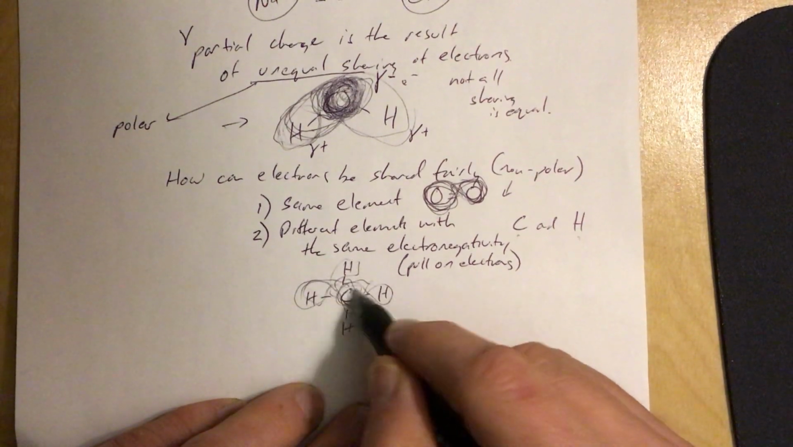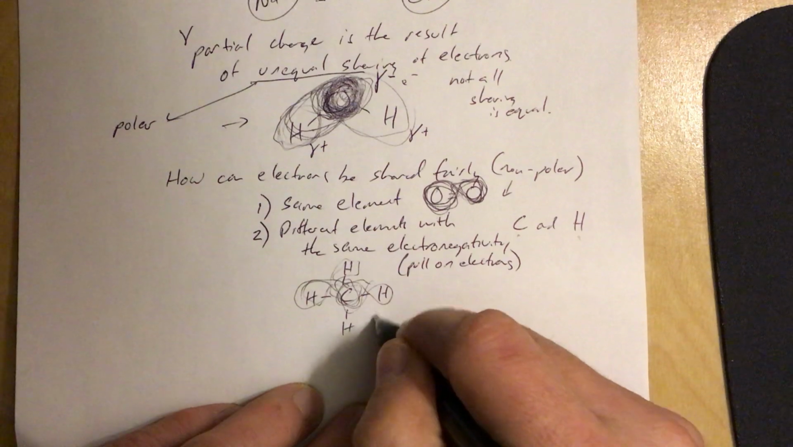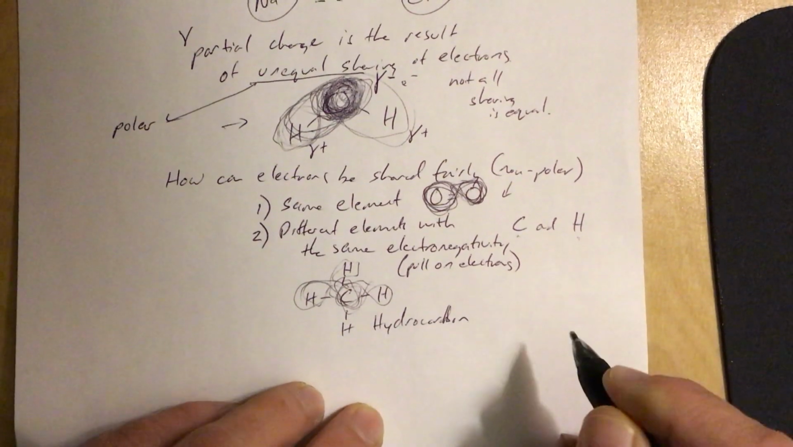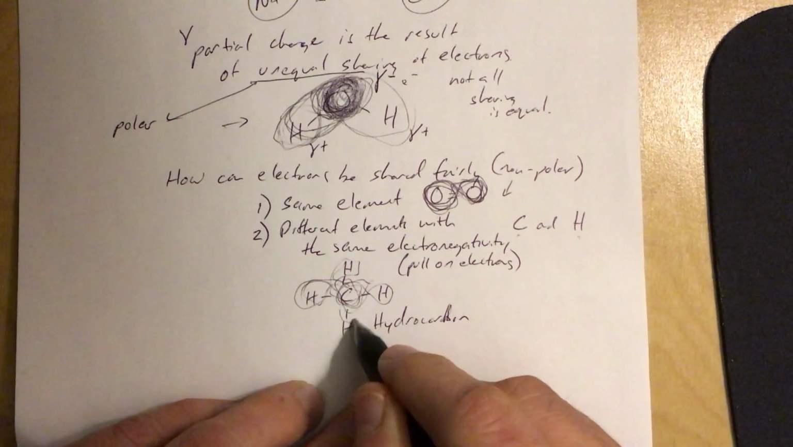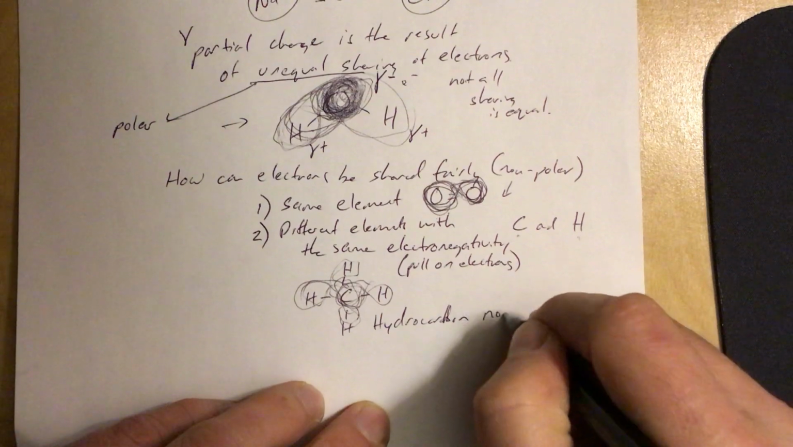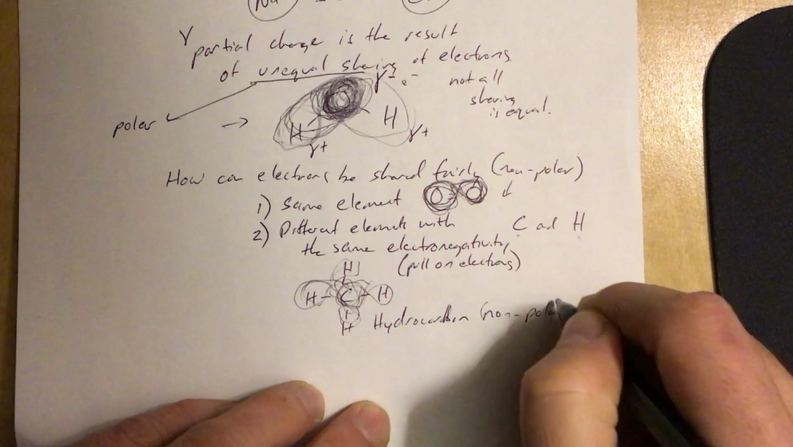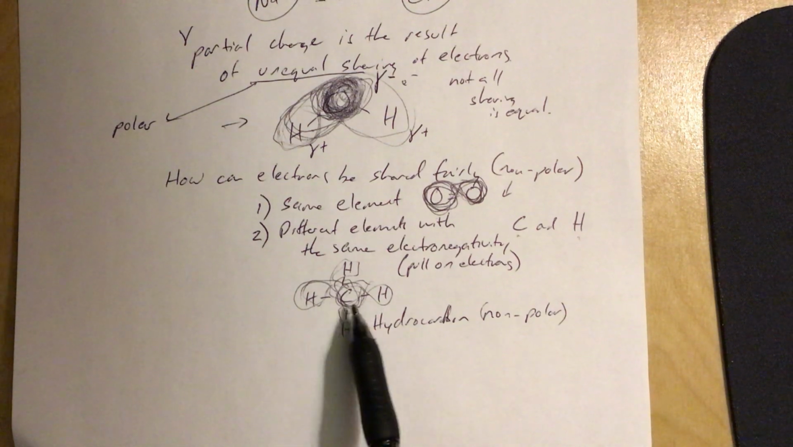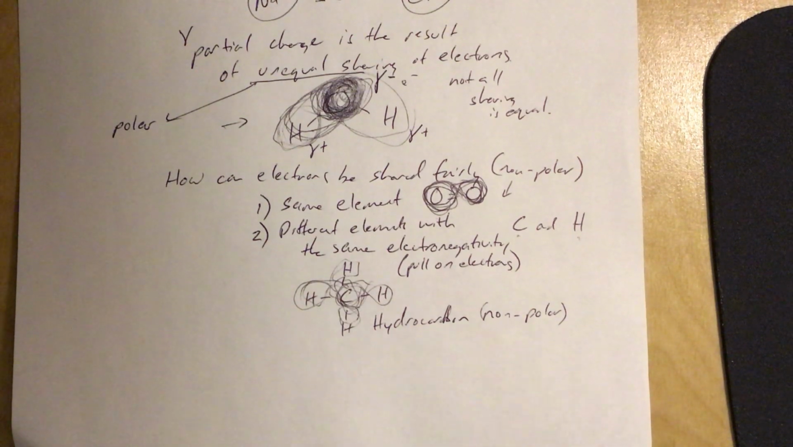So anytime you have this right here, which is considered a hydrocarbon, there is going to be an equal sharing of electrons between carbon and hydrogen, and it is non-polar because there will not be any stronger attraction of electrons between carbon or hydrogen, so they're fairly and equally balanced.